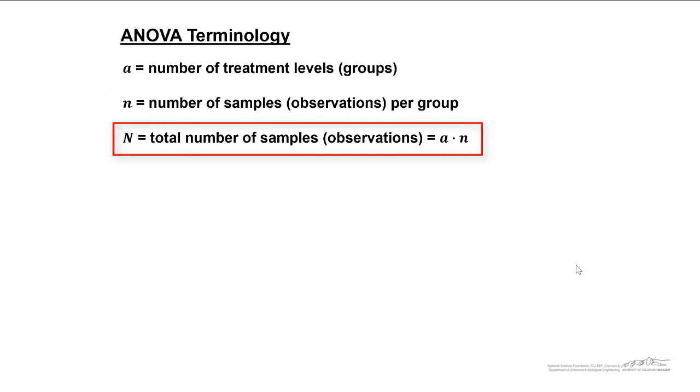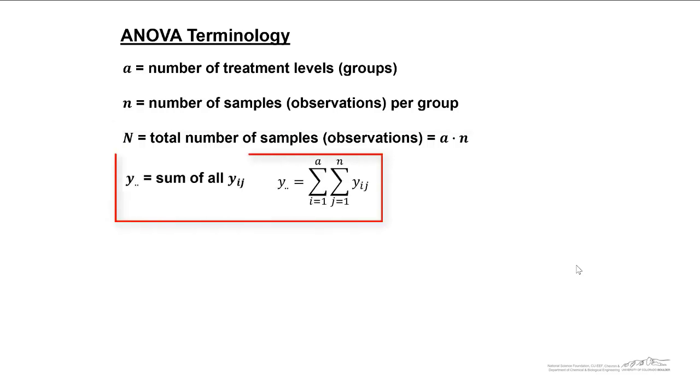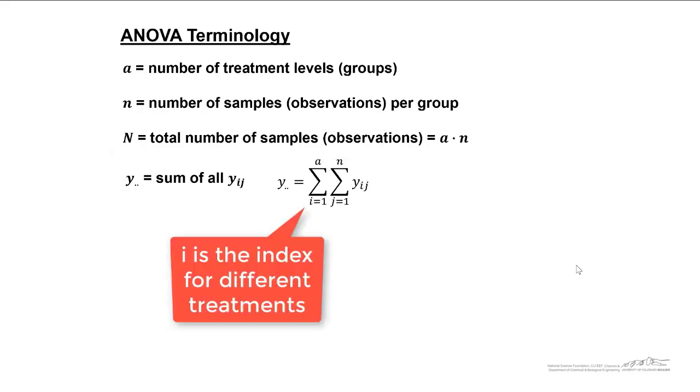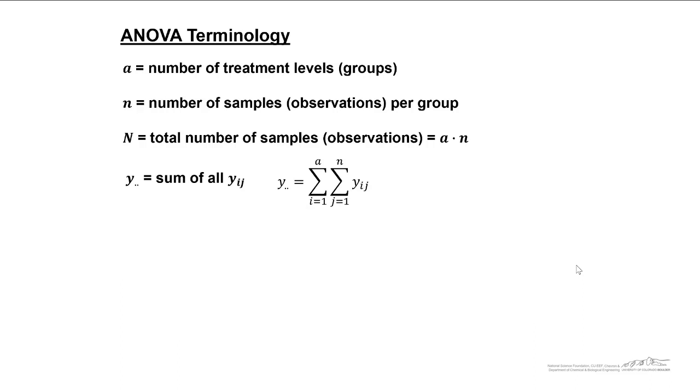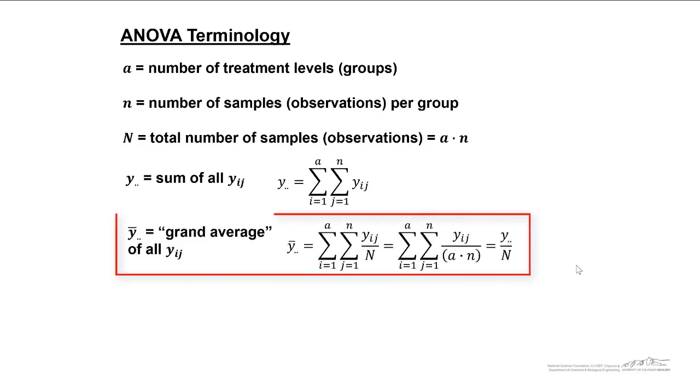Capital N is the total number of samples or observations, and this is equal to the number of treatment levels multiplied by the number of samples. And we've got this notation y dot dot. Y dot dot is the sum of all y_ij. i represents the index for the different treatments, and j represents the index for the number of samples. So if we sum over all observations, we get y dot dot. That's the sum of everything, the sum of all our observations. Y dot dot bar is known as the grand average of all our observations, and in its simplest form, that's just y dot dot divided by big N, the total number of samples.